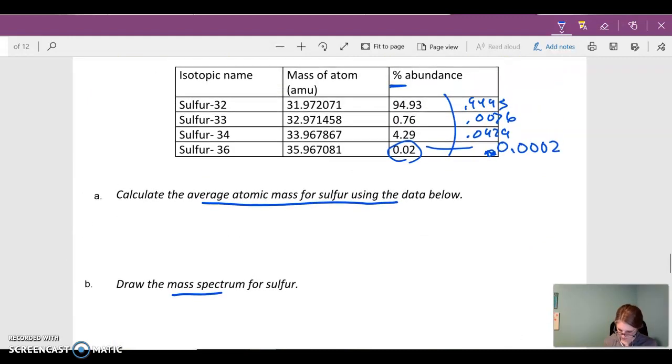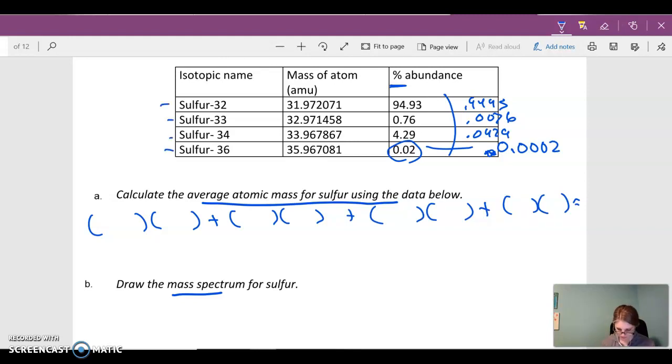All right. So I'm going to do it of each isotope. Isotope 1, isotope 2, isotope 3, and isotope 4, and I'm going to add those up. So isotope 1, here's my mass, 31.972071, and it has a percentage of the 0.9493. And I'm going to add that up with my second mass, 32.971458, and it has a percentage of 0.0076.